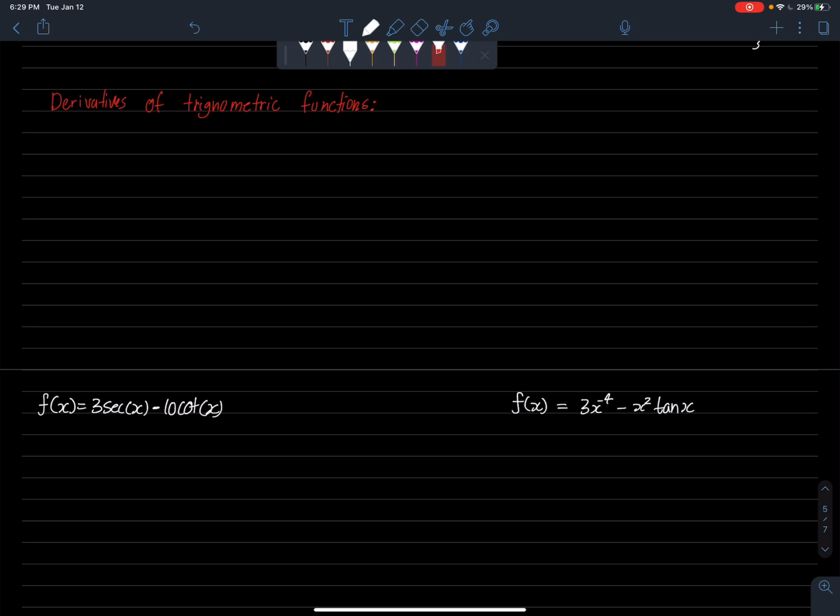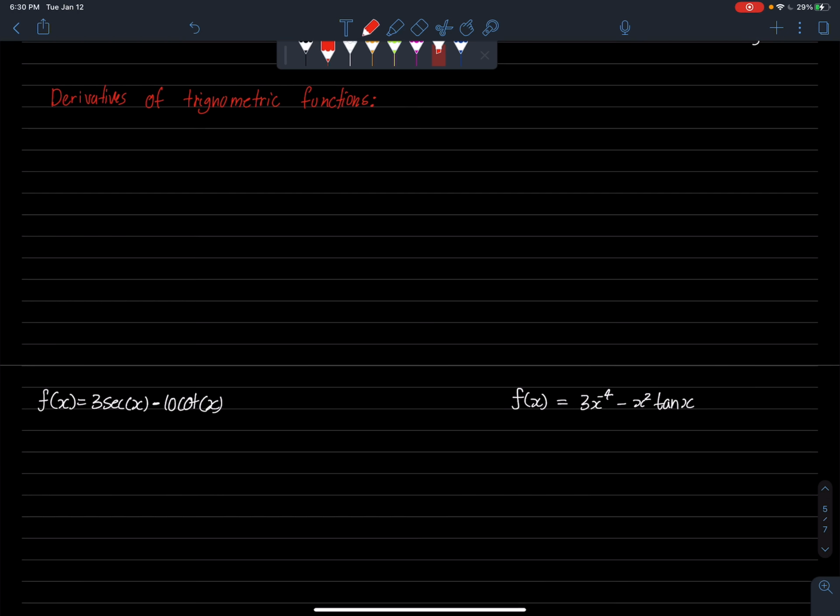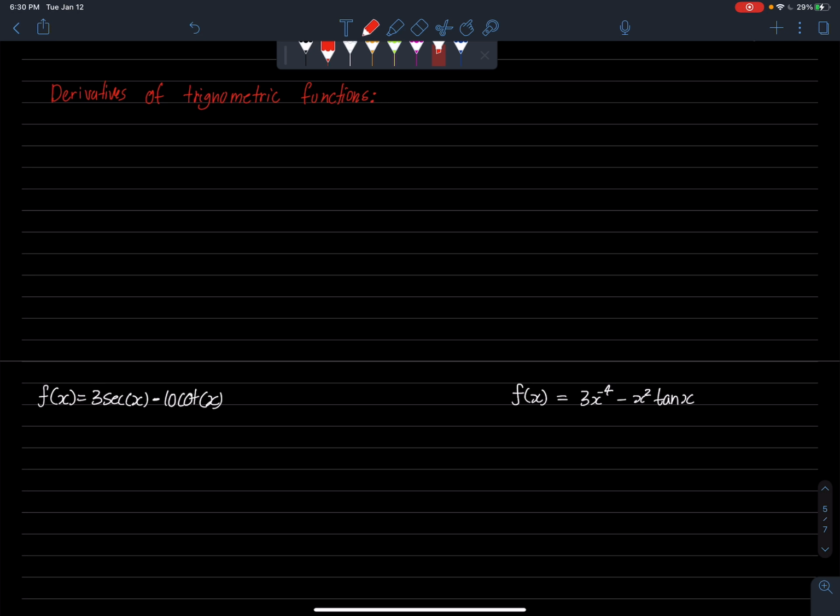Hey guys, in this one I'm going to explain to you the concept of taking the derivatives of trigonometric functions and their reciprocal functions, and as well show you some examples. So let's start with the most basic one. The derivative of sine x, d/dx of sine x, is equal to cos x.